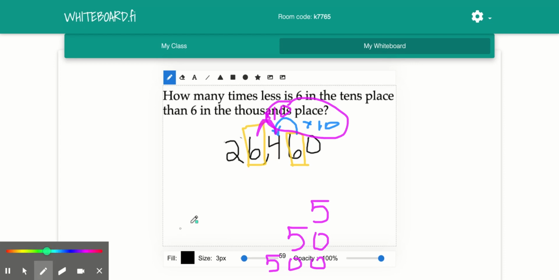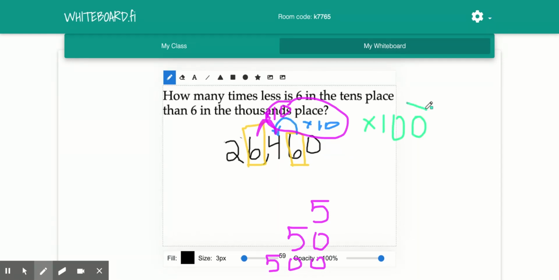So really, what you're just doing is going times 100. And why 100? Because 10 times 10 equals 100. So when you go from here to here, you're just doing times 100. So this spot right here is 100 times bigger than this spot. But if you want to say, how much less is this one? You're doing 100 times less. Okay? Times 100.